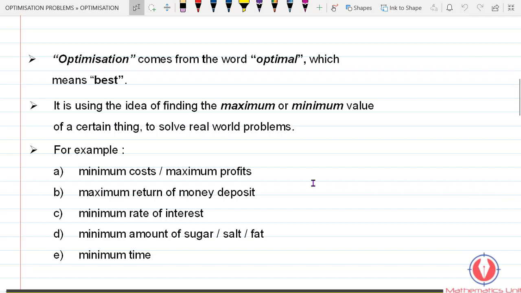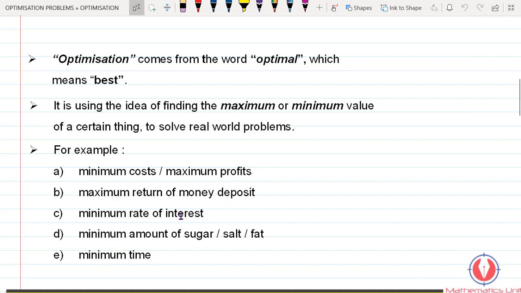For example, minimum cost, maximum profits. This is from the business point of view, where maximum profit is desired from the least or minimum investment. Here, maximum return of money deposit. Let's say you have a lot of money, you want to put it in a bank. You would go to the bank which offers the maximum return on your money deposit, right? Here is the minimum rate of interest.